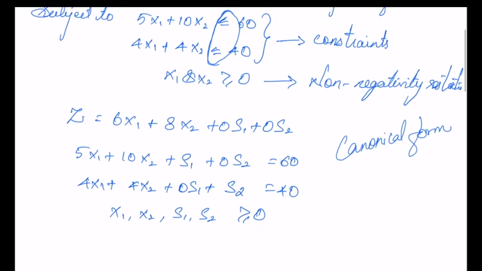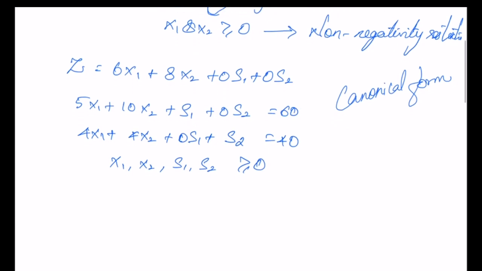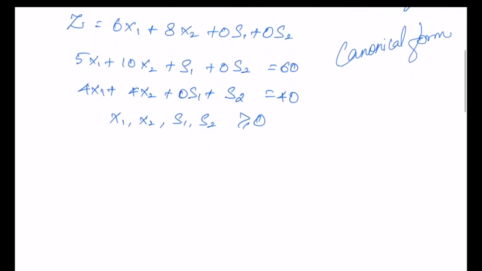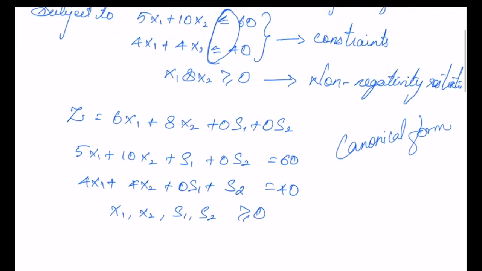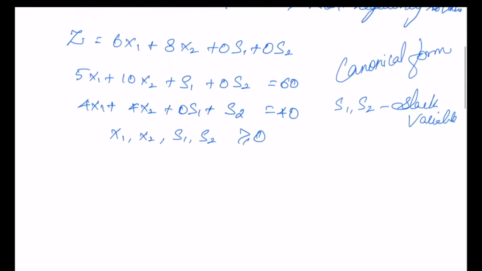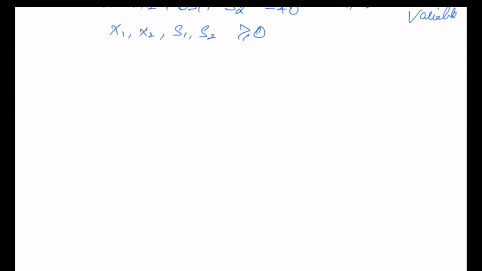Now we shall move on to the initial simplex table. In the initial simplex table, let us start with the basic variable. S1 and S2 are the basic variables. In the less than or equal to type, the basic variable is also called the slack variable. When the inequality is less than or equal to type in the constraint, S1 and S2 are slack variables.